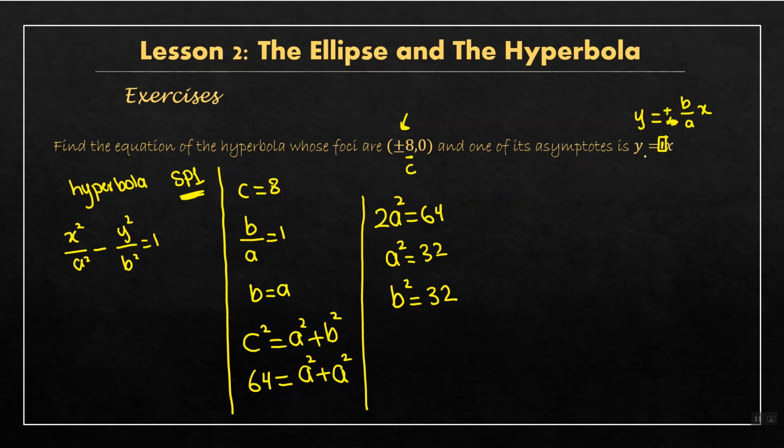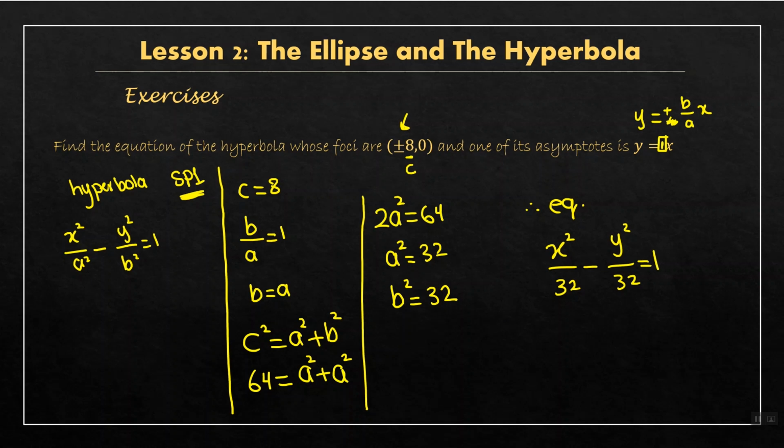And because they're equal, look, the asymptote is y equals 1x, as we said in the note before. And the eccentricity here is going to be root 2. Therefore, the equation of the hyperbola is x squared over 32 minus y squared over 32 is equal to 1. Exactly the same equation as the one that we saw in the previous example.